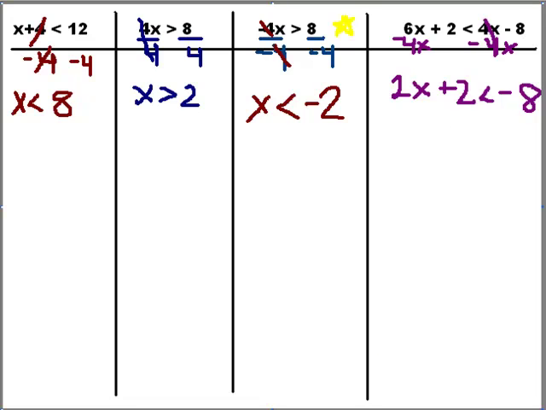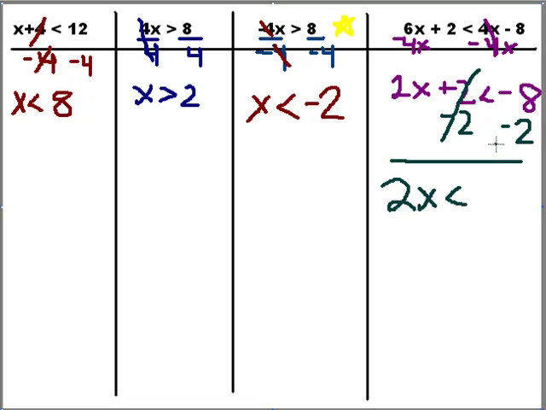Now I want to get rid of the plus 2 here so that I get all my numbers to the right side. So I'm going to subtract 2 from both sides. So that leaves me with 2x here. These two 2's cross off, and I have negative 8 plus a negative 2. That gives me negative 10.